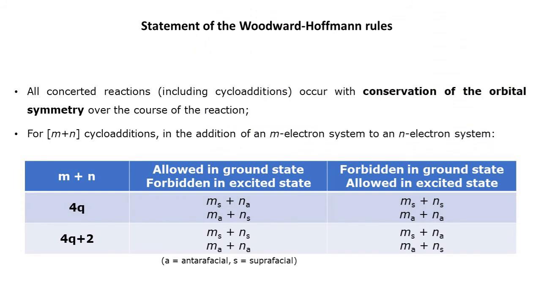The first rule states that all concerted reactions occur with conservation of the orbital symmetry over the course of the reaction. The second rule, specific to cycloadditions, predicts if a thermal or photochemical cycloaddition is allowed or forbidden, depending on the number of electrons involved and the relative positions and symmetries of the reactants. More explanations will be given in class, and the detailed method to use the Woodward-Hoffmann rules will be taught in class as well, using a series of examples.